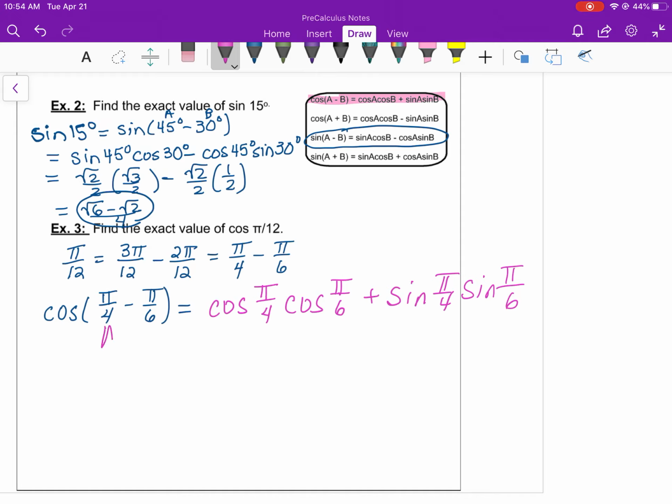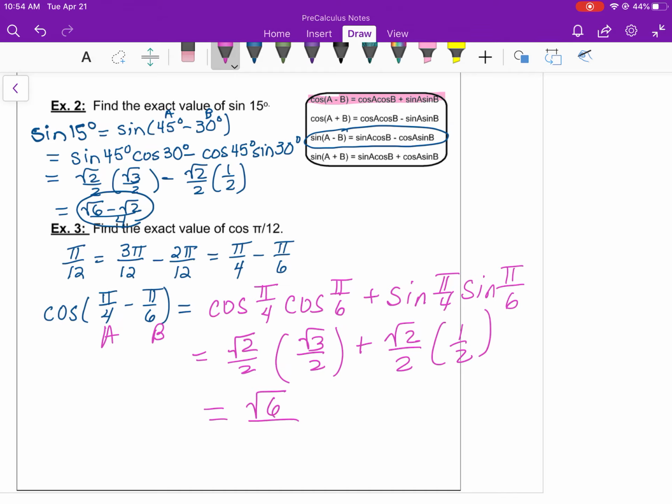Okay, so again, A is here, B is here. Plug them into the formula, catch the sign. Find these on your unit circle. Oops, I have a mistake here. That should be a times sign. And we have the square root of 6 plus the square root of 2 all over 4.